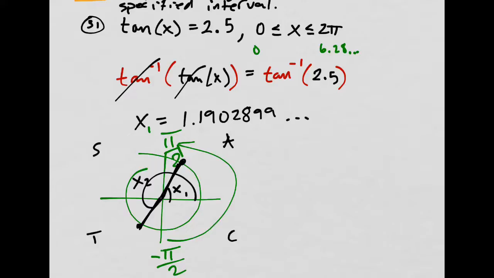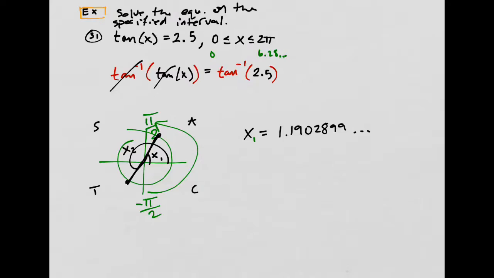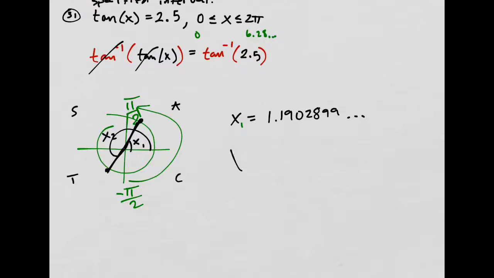Now, how do I get that? Well, this is just a straight line. It's completely a straight line. So for tangent, there's that first angle. This is getting kind of messy. There we go. That first angle is there. That's x1. x2, well, this is 180 degrees, so I can just add pi to that.